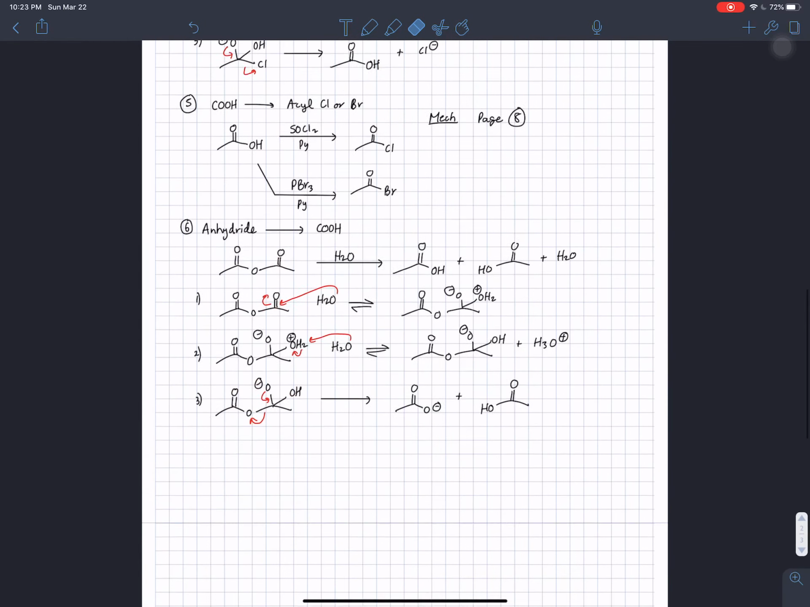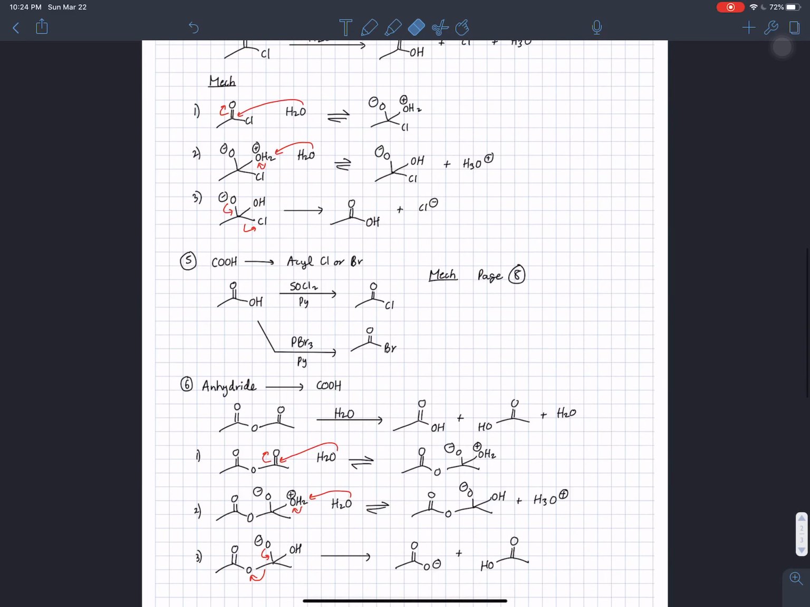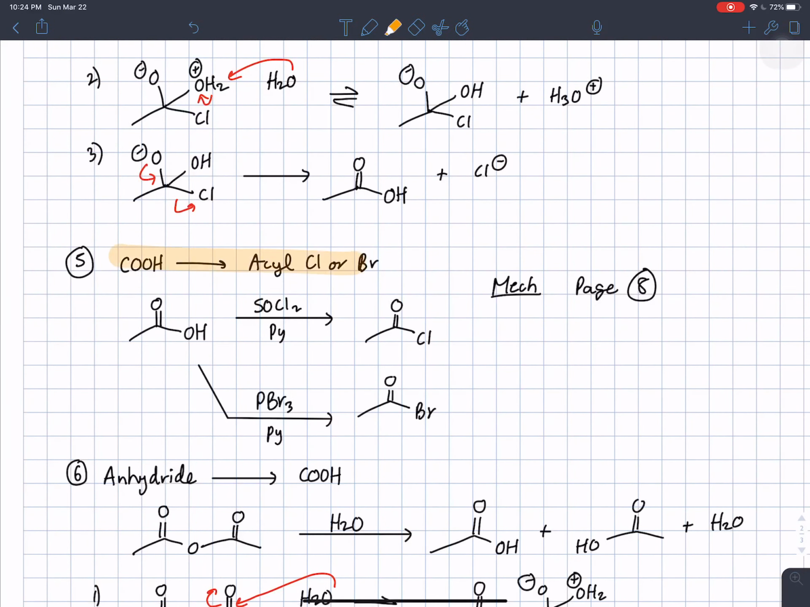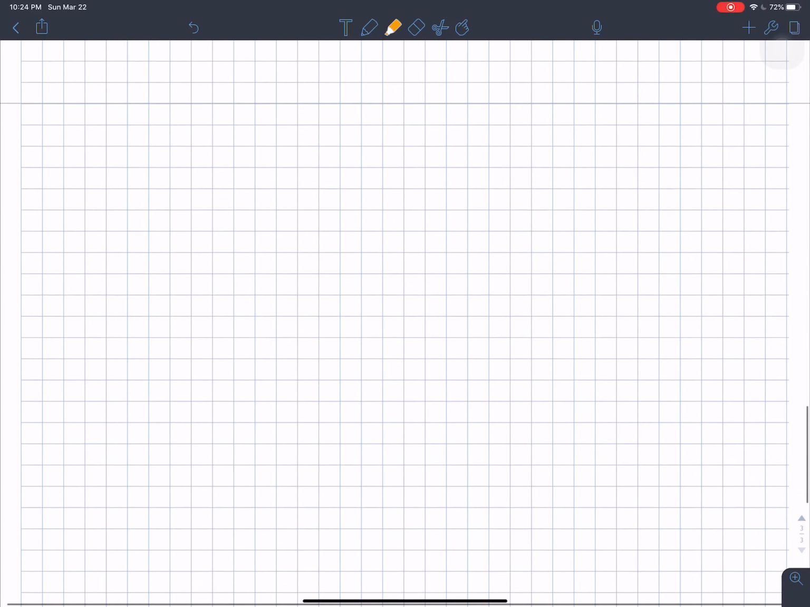Okay. So, by the way, in the beginning, I'm just showing you how to make carboxylic acid different ways. After this, we'll learn how to convert these two other ones. I don't know why this is not making me draw this straight. Anhydride to COOH. There you go. Okay, number 7. Let's go to the next page.